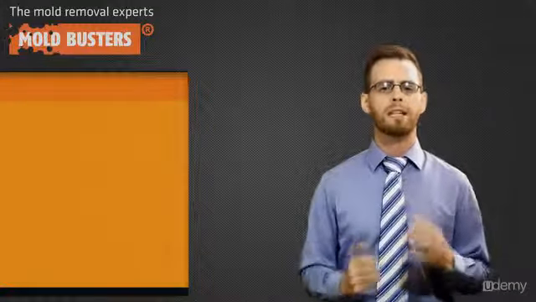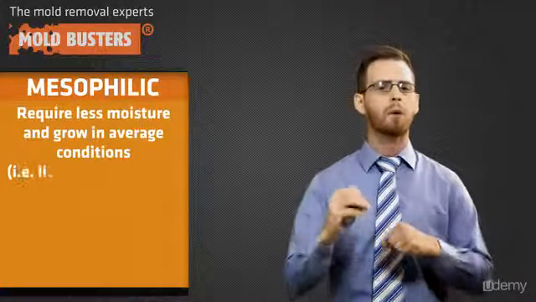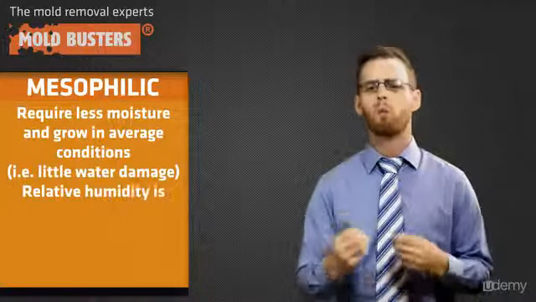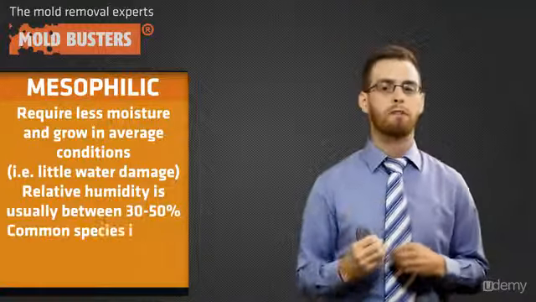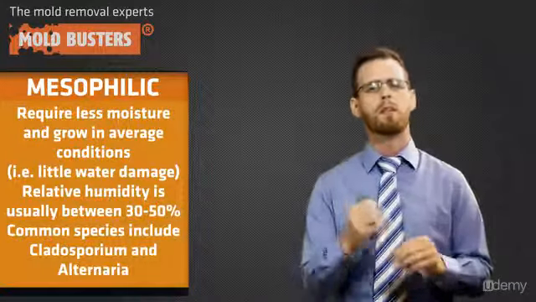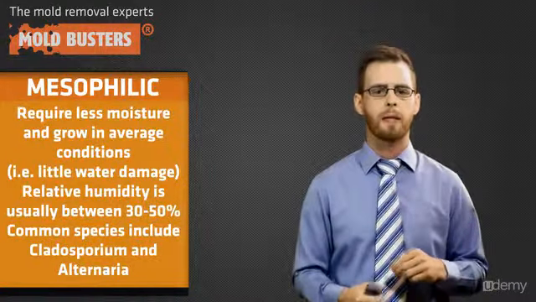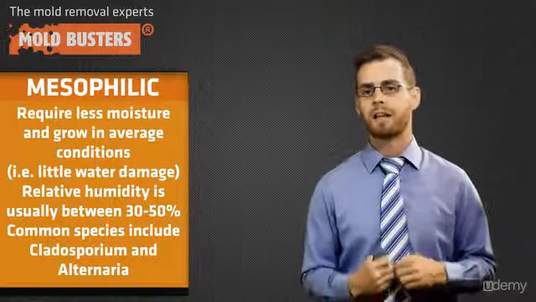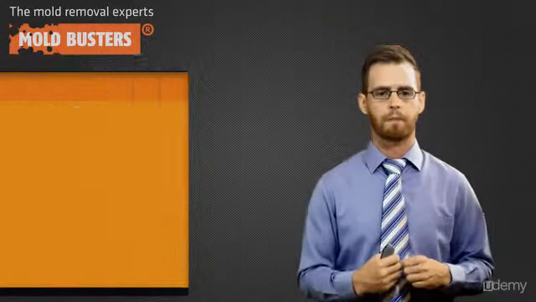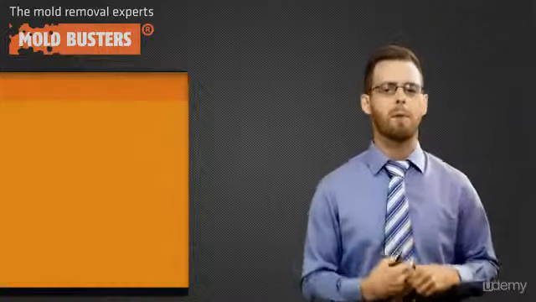The other type of mold is a mesophilic type of mold, which requires slightly less moisture and grows in arid conditions, like little water damage. The relative humidity of this type of mold is between 30 to 50%. Some of the common species of that type of mold is Cladosporium. Now, the other 2 groups are less common in Canada.